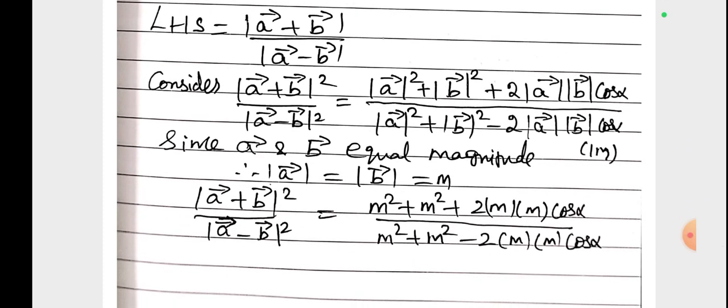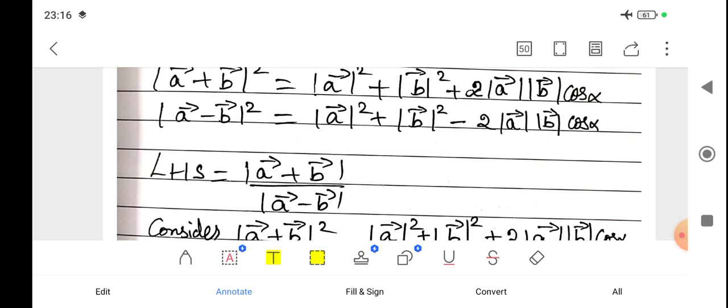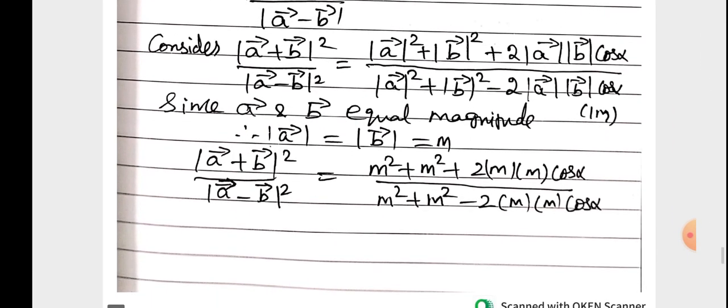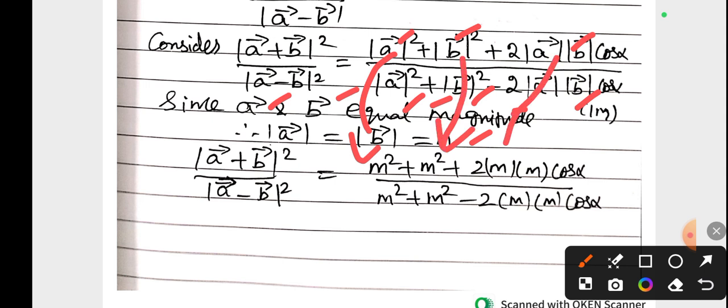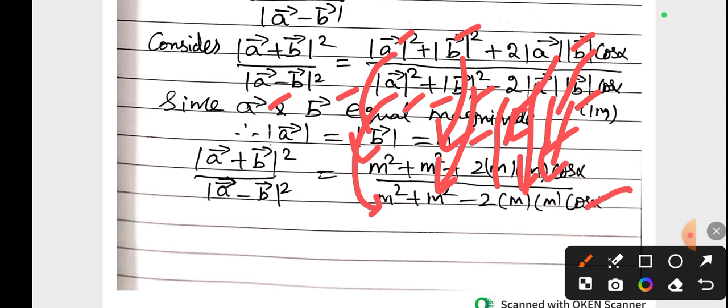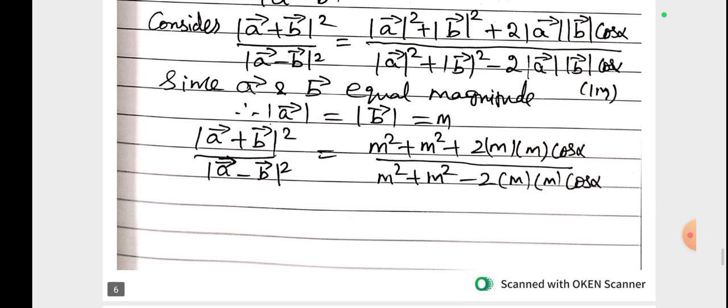We are taking it itself squaring. Like how we have done this, we apply. When we are applying, magnitude of A square, magnitude of B square, 2AB, again magnitude of A square, magnitude of B square minus 2AB. Since A and B are of equal magnitude, magnitude of A equals magnitude of B equals m. So in this place m square, again this place m square, plus 2 into m into m cos alpha by m square minus 2 into m into m cos alpha. So what is m square plus m square? 2m square. First this step understood?